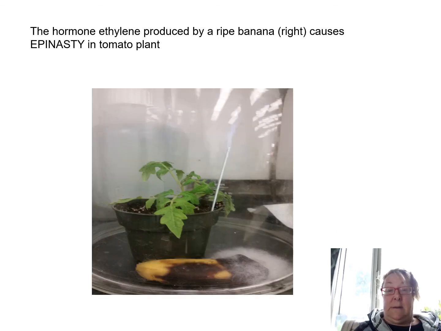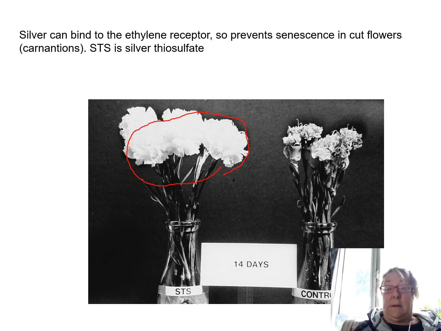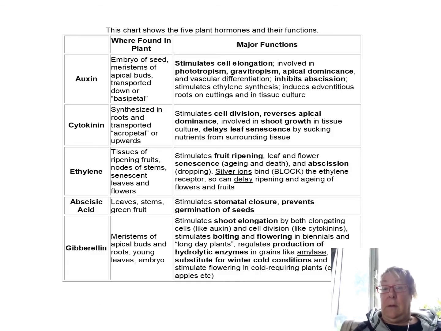You can see this tomato plant in this bell jar with a ripe, rotting banana is showing epinasty, downward folding of leaves. You can try to block ethylene by adding silver to cut flowers. Silver thiosulfate, after 2 weeks, they look much fresher because the ethylene is produced, but the receptor is blocked, so the plants do not show petal senescence like they do in the water-treated control.